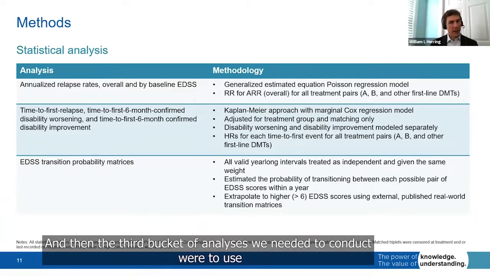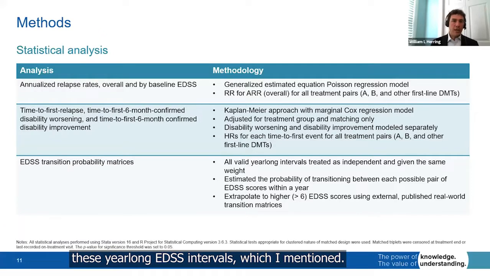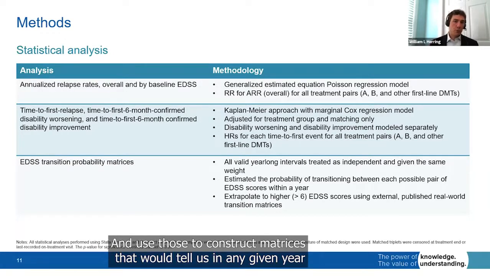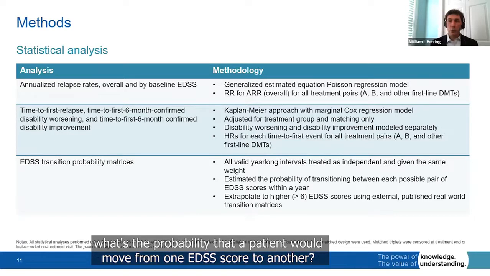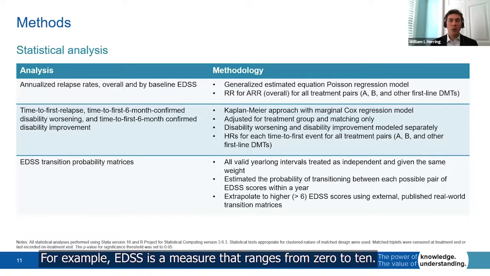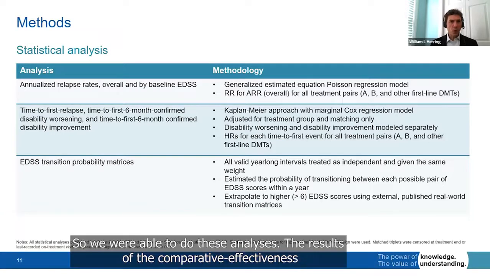And then the third bucket of analyses we needed to conduct were to use these year-long EDSS intervals, which I mentioned, and use those to construct matrices that would tell us in any given year what's the probability that a patient would move from one EDSS score to another. So what's the probability of moving from EDSS 4 to EDSS 6, for example. EDSS is a measure that ranges from 0 to 10. So we were able to do these analyses.